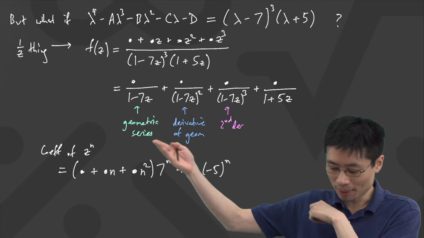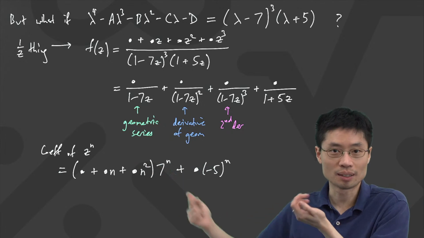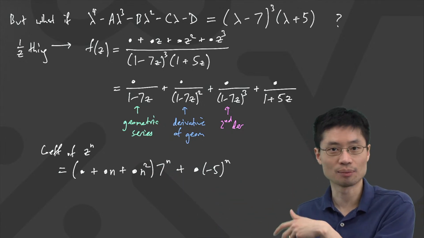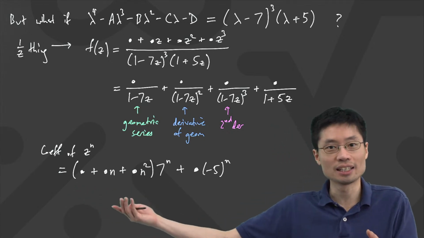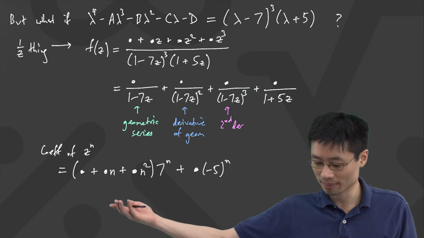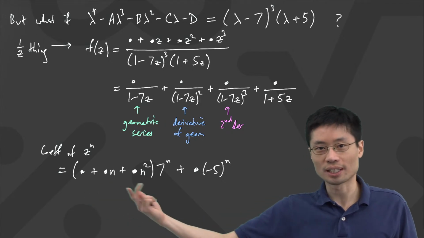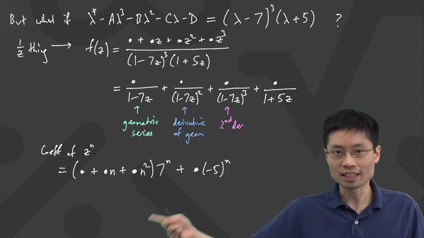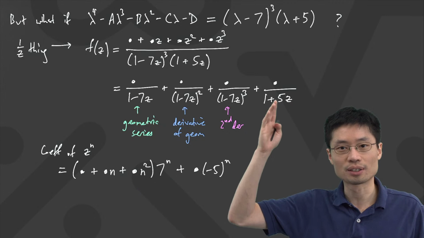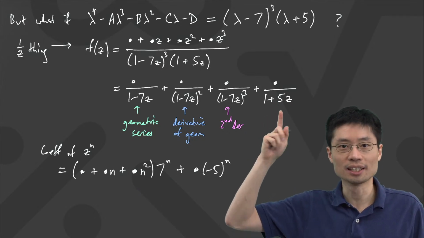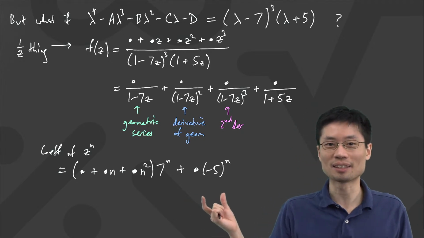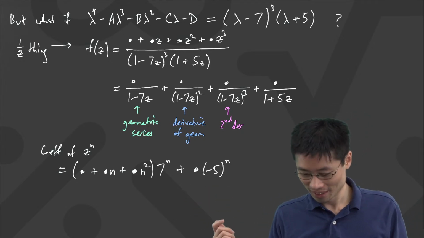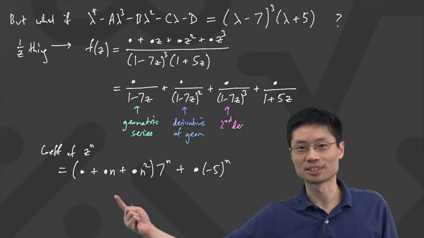Because what ends up happening from this 1 over 1 minus 7z, 1 over the square of that, 1 over the cube of that, is I just get some random blobs that go in front of n's, constants or n squareds. And all of those are hit against the same 7 to the n. And then there's this other guy over here, this 1 over 1 plus 5z. That's a plain old geometric series. Those are the easy ones. That's just minus 5 to the power n times a blob. Oh, look at that. There's 4 unknowns.